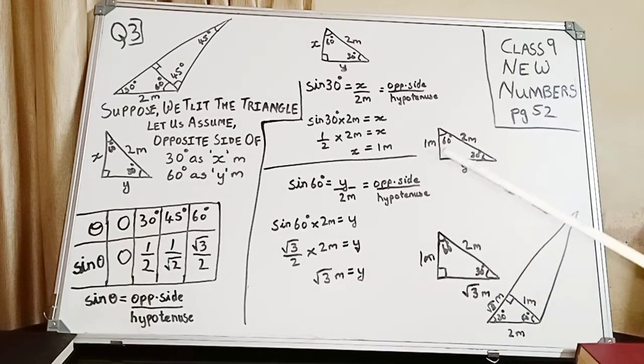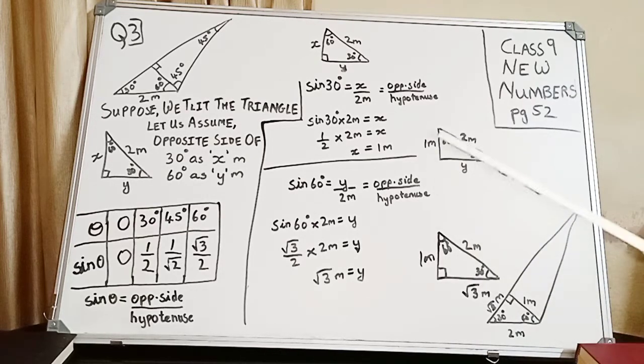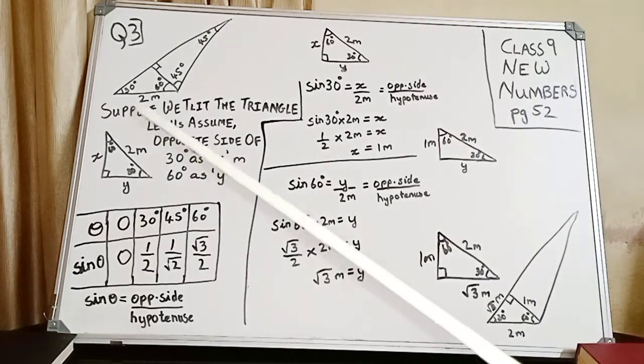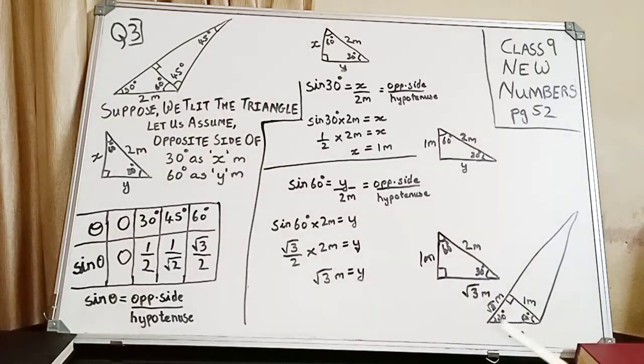So you have successfully found out this is 1 meter, this is root 3 meter, sorry, and this is 2 meter hypotenuse you have got previously. So this diagram, if you compare, you can draw over here. This is 2 meter, you have got this x is equal to 1 meter, this is root 3 meter. Okay, so you have found out the length of the sides of this small triangle.